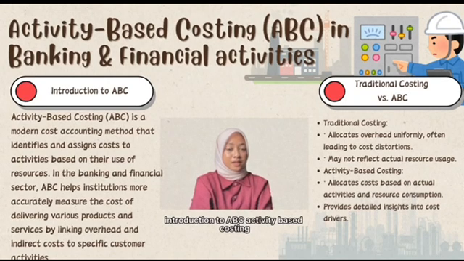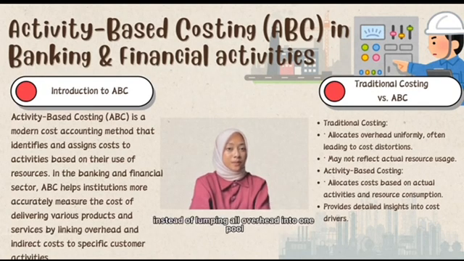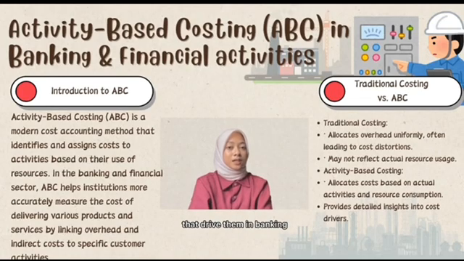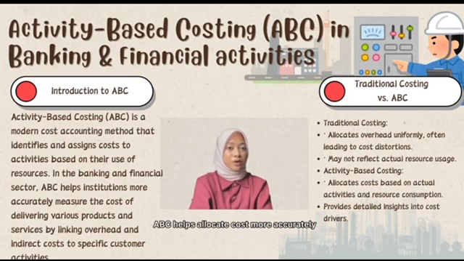Introduction to ABC. Activity-based costing is a method that assigns costs to activities based on their use of resources. Instead of lumping all overhead into one pool, ABC traces costs to the specific activities that drive them. In banking, where services vary in complexity and resource consumption, ABC helps allocate costs more accurately to individual services.